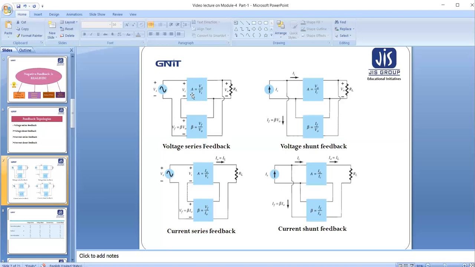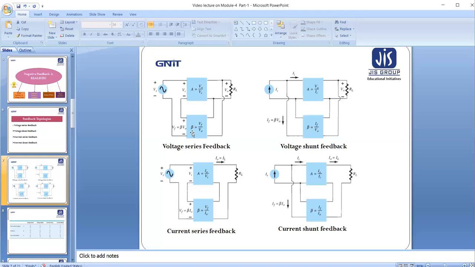So the amplifier gain A is nothing but V naught by Vi. Why Vi, not Vs? Because Vi is the actual input of the amplifier, whereas Vs is the original input signal. So Vi is obtained after cross-checking the Vs with this feedback voltage. Therefore, A is equal to V naught by Vi.